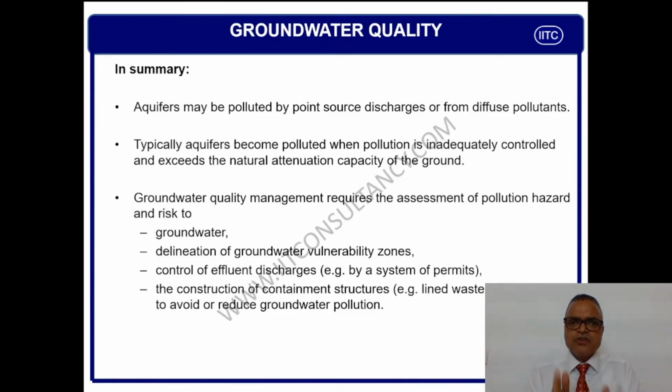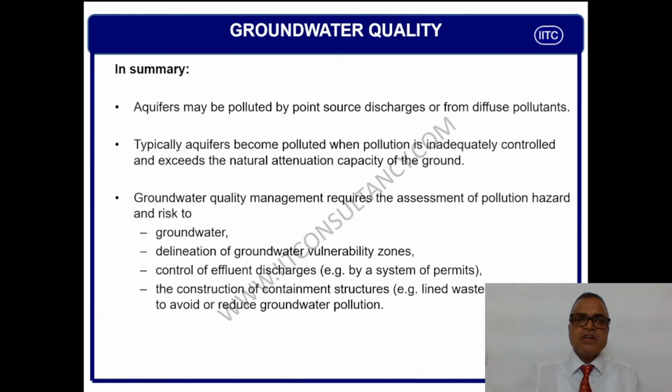Typically, an aquifer becomes polluted when pollution is inadequately controlled and exceeds the natural attenuation capacity of the ground. The ground has its own capacity of attenuation. But if the pollutants become higher than the attenuation capacity of the ground, then it starts polluting. So we need to ensure that pollution is adequately controlled.